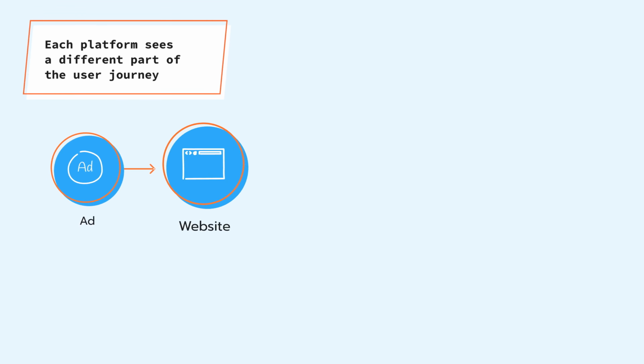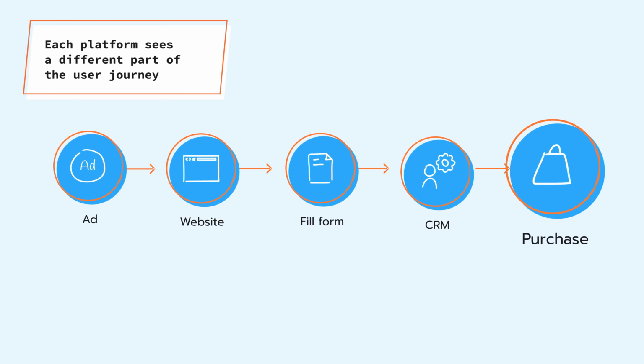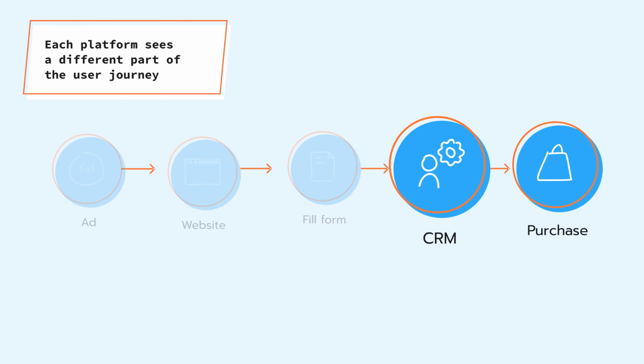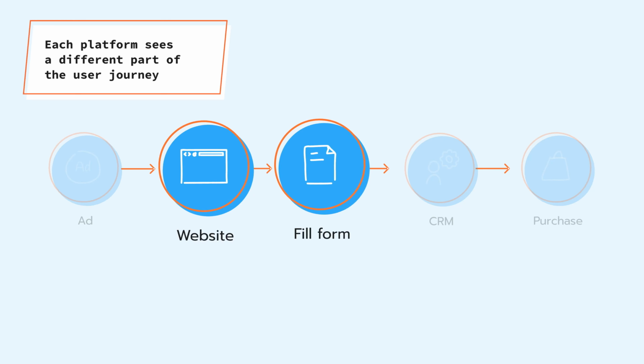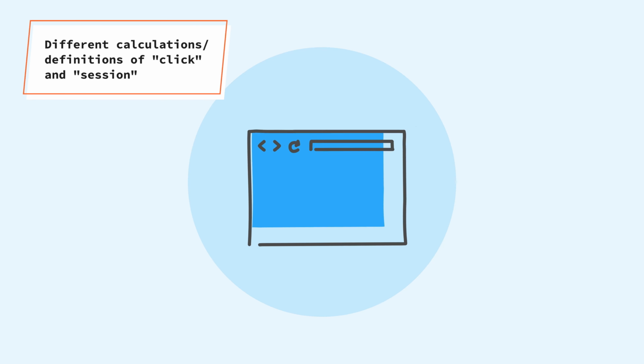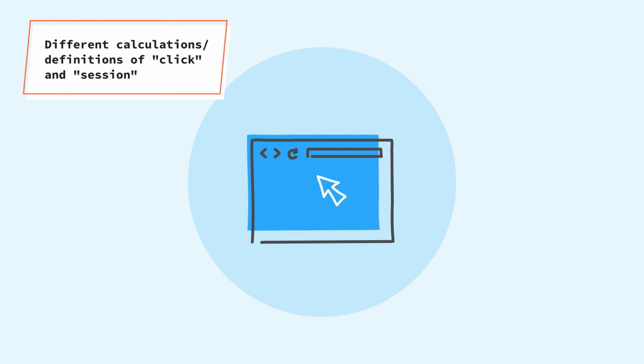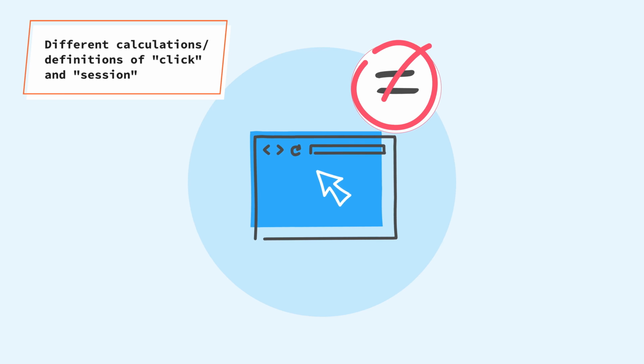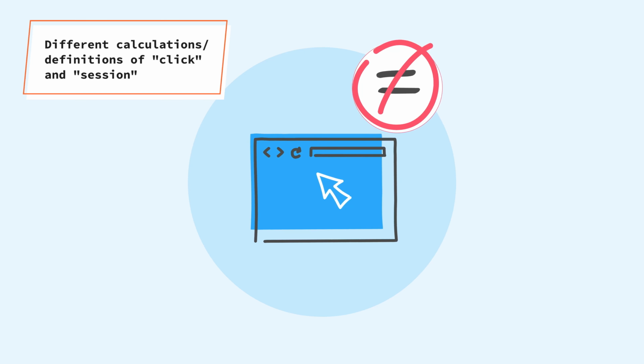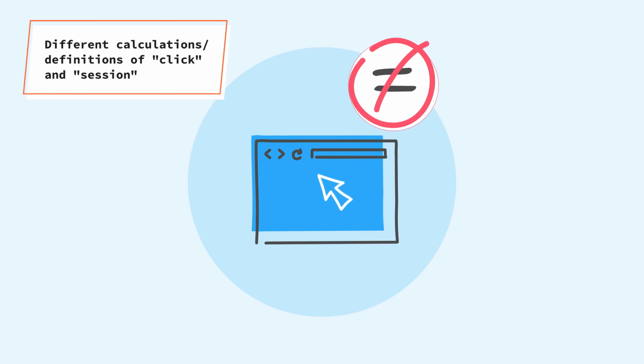Even if you set the same attribution model across all your platforms, you will still see the difference in conversions. Why? Even though platforms can have similar naming for models, like last click, the math behind them might be different. Each platform sees a different part of the user journey. For example, your CRM records only final transactions. GA4 sees what happens on your website. They also have different calculations or definitions of click and session. A Google Ads click is not the same as a click in GA4. They use the same word, but measure different things.